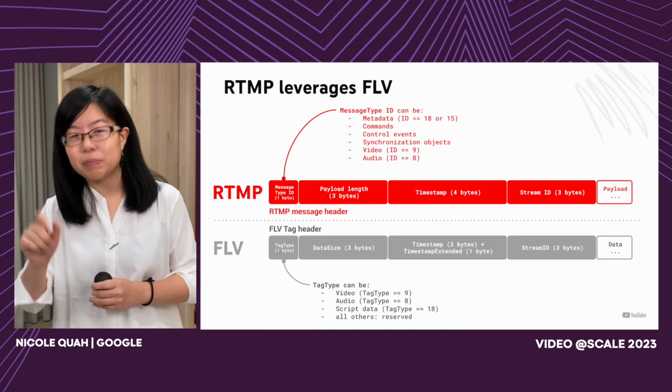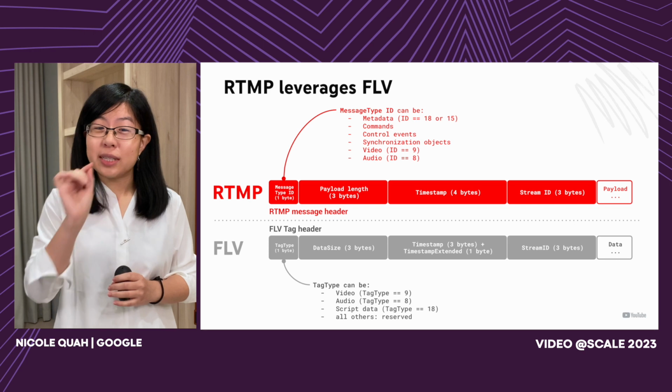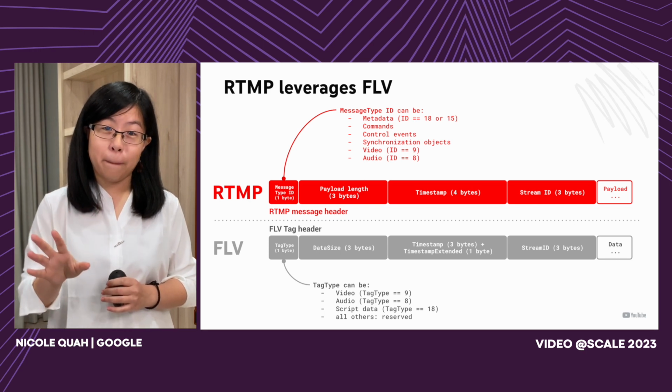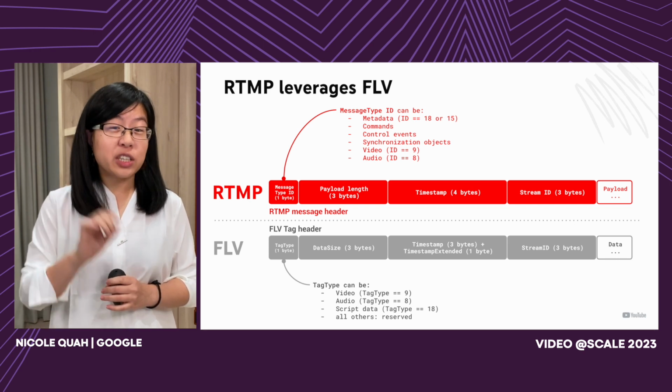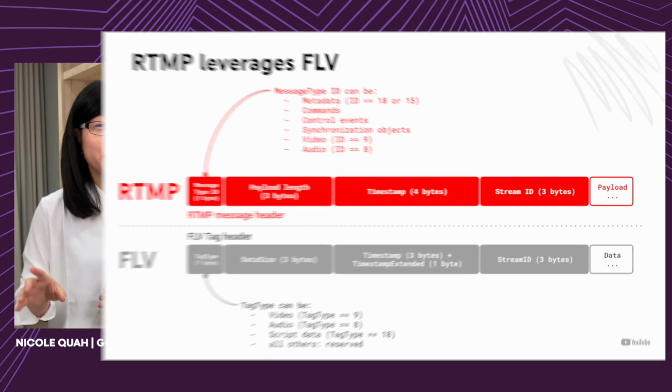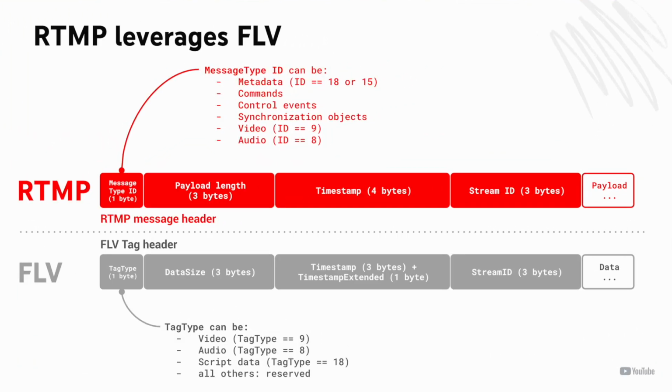Now I'll take a moment to explain a couple things. We usually say we're enhancing RTMP, but to be precise, we're actually also enhancing FLV. Let me explain. So RTMP messages have this message header that you see. This message header is followed by a message payload. Messages can carry metadata, they can carry commands, control messages for communication between the client and the server, they can carry synchronization objects, and of course, they can carry media data.